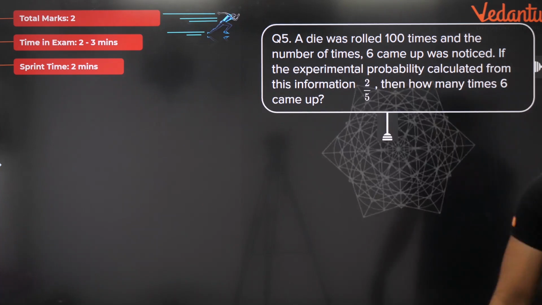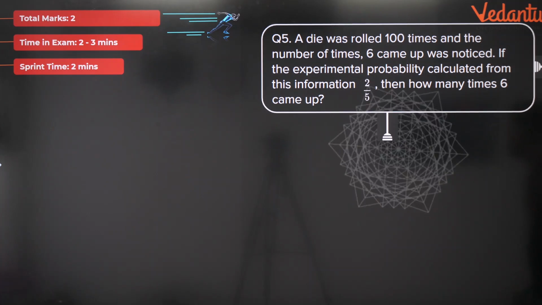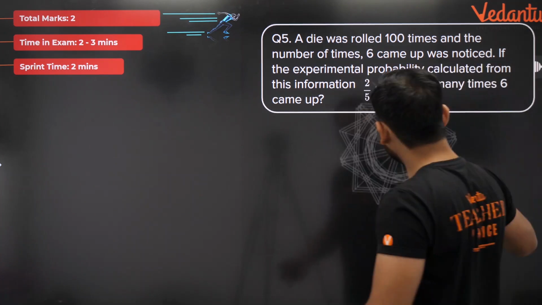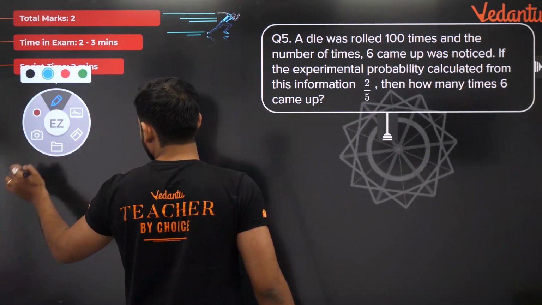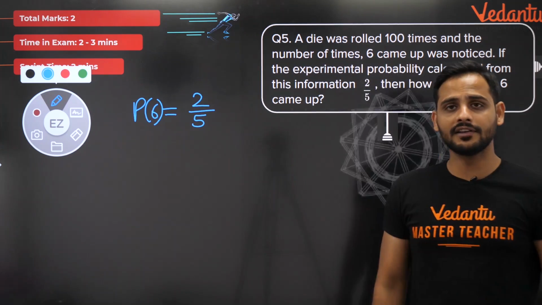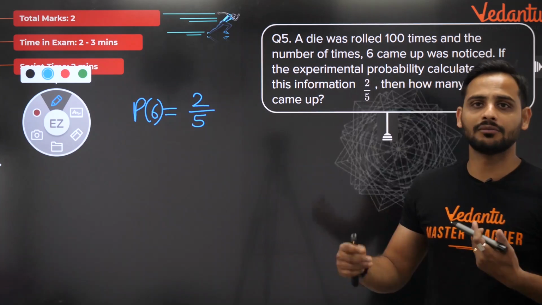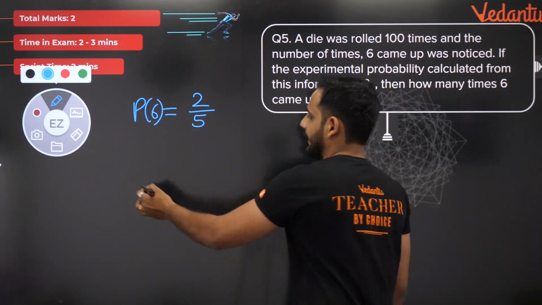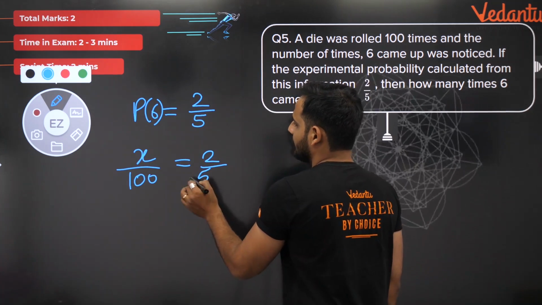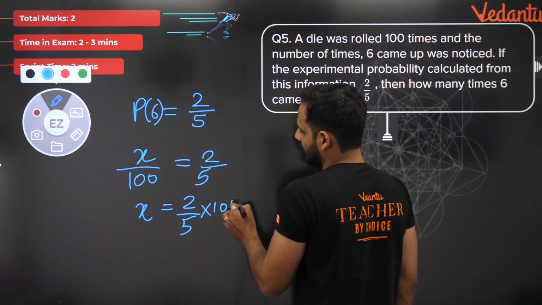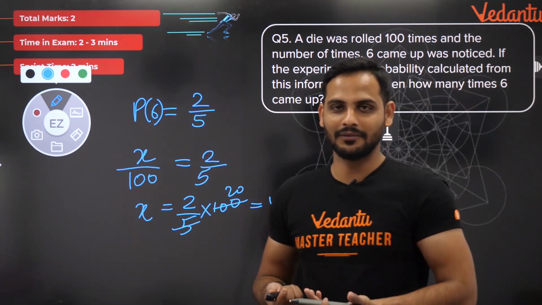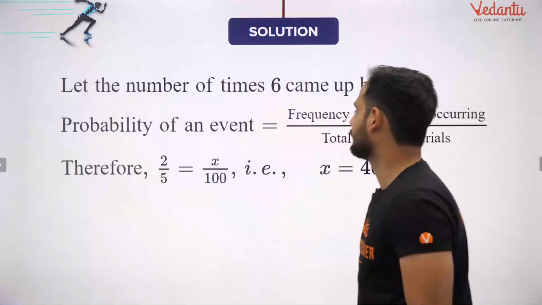A die was rolled 100 times, and the number of times 6 came up was noticed. If the experimental probability calculated from this information was 2 by 5, then how many times did 6 come up? So they told us that if I roll this die 100 times, the probability of getting 6 was 2 by 5. Now I know the formula for probability is the number of times 6 came divided by the total number of times we have rolled the die. So I have rolled the die 100 times, and let us say out of that x times 6 came up, and this should be equal to 2 by 5. So x is equal to 2 by 5 into 100, 5 20s are 100, so 40 times. Out of 100 times, 40 times 6 came. Lucky fellow, right? We usually get it very few times. So the correct answer for this is 40 times. Let's move to the next question.